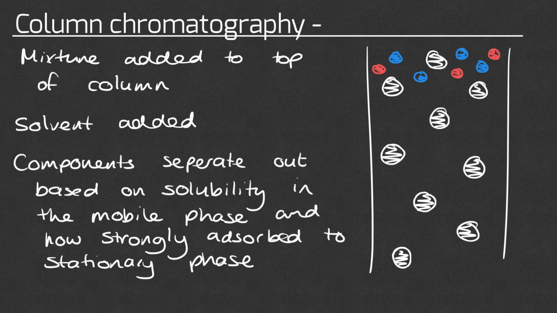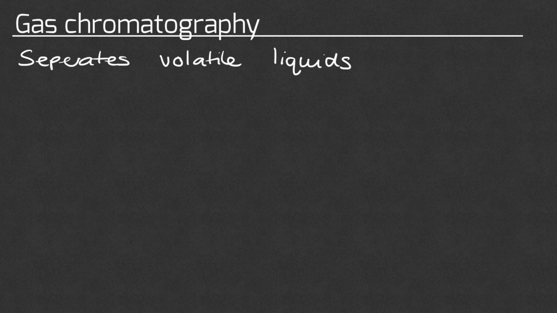We're now going to look at gas chromatography. Gas chromatography is used to separate a mixture of volatile liquids. A volatile liquid is one which can quite easily turn into a gas. They typically have very low boiling points. As part of this process, the volatile liquids are separated out and then identified separately.